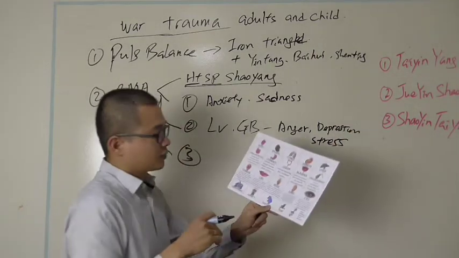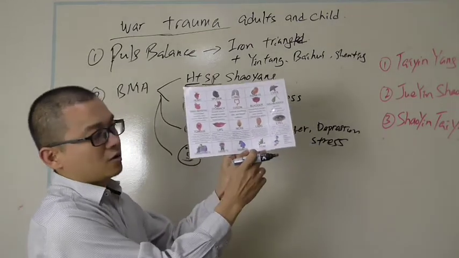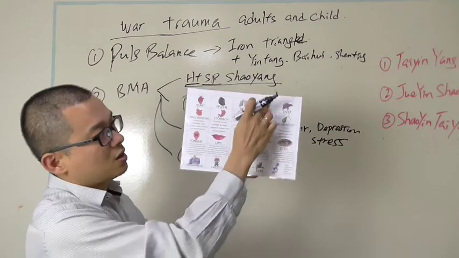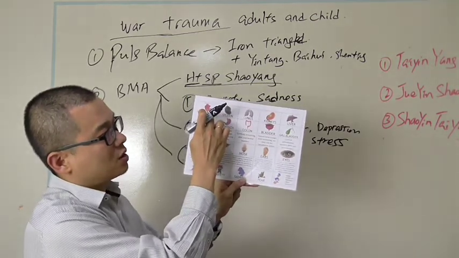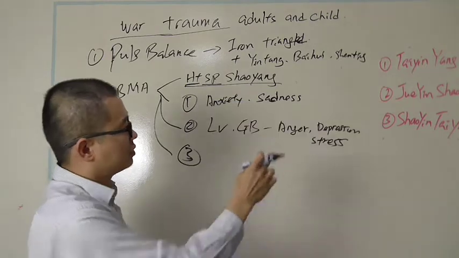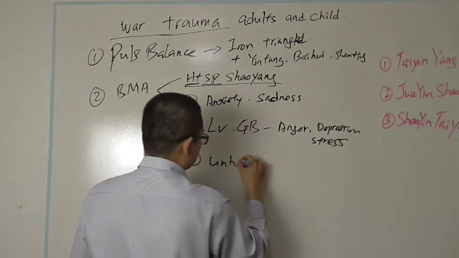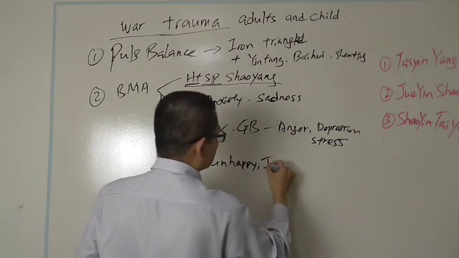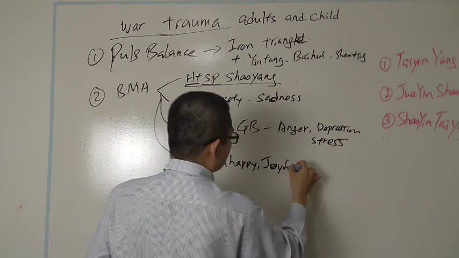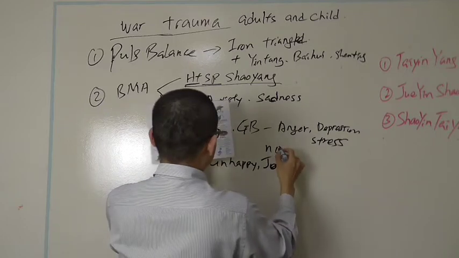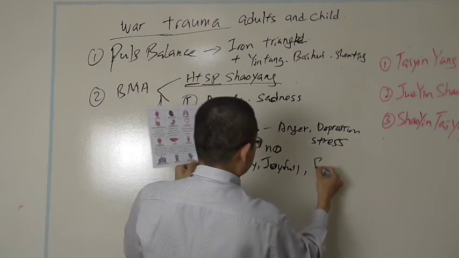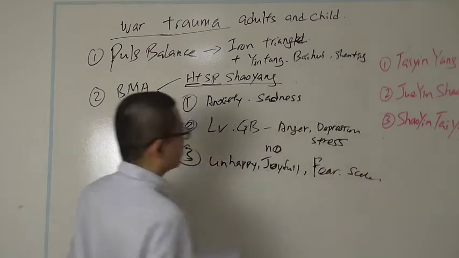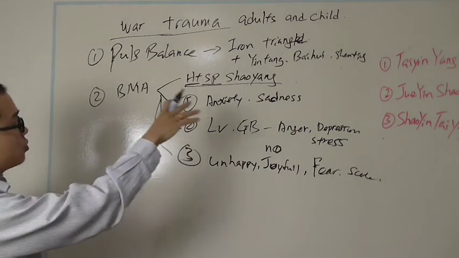Number 3, 少阴太阳. If they're unhappy, fear, scared, right? Kidney, bladder, small intestine, heart, and use here. Unhappy, there's no joy. Think about joy, right? No joy. Fear, scared. Right, this is how you do that.